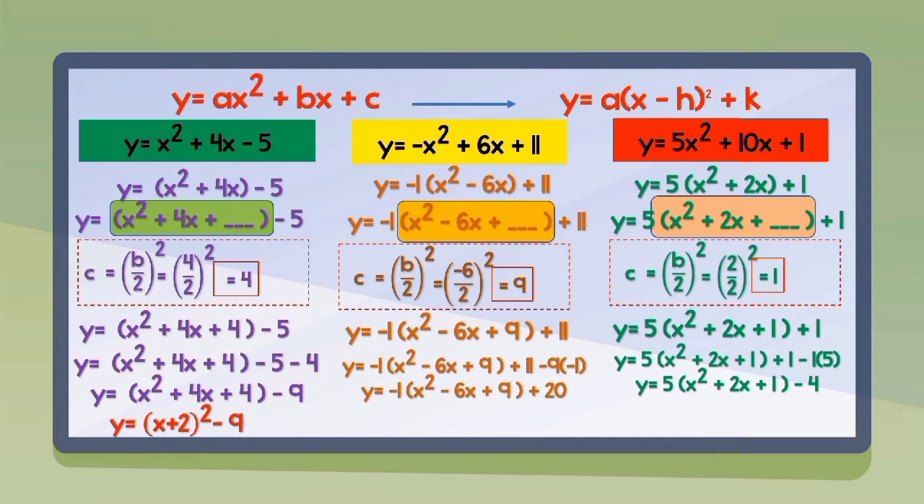What about the second function? What exactly the same two numbers that when multiplied will give us 9 and add to give us -6? The answer is -3. So our function now is y equals negative the quantity x minus 3 squared plus 20. On the last function, what could be the two exact numbers that when multiplied will give us 1 and 2 as their sum? That is equal to +1. So our function is y equals 5 times x plus 1 squared minus 4.